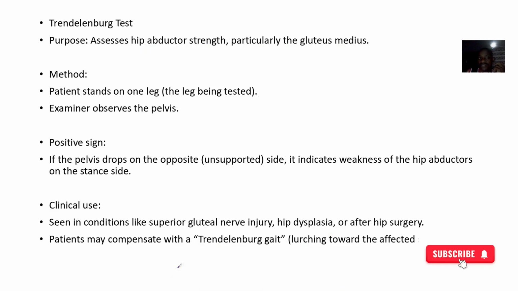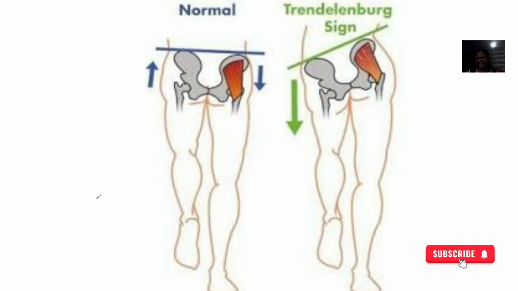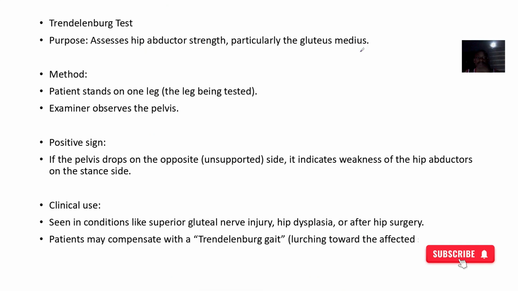So the Trendelenburg test now, the purpose is to assess hip abductor strength, particularly the gluteus medius. Okay, so the method, you say that the patient stands on one leg. So you're trying to look at if the right side of the hip and the left side of the hip are the same height. Okay, so the examiner will observe the pelvis. So if the pelvis drops on one side, it shows you that there are weak hip abductors.